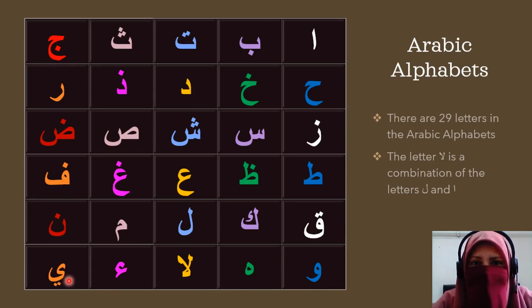Now, are you able to read this backwards? Let's try. Ya, Hamza, Lam Alif, Ha, Waw, Nun, Mim, Lam, Kaf, Qaf, Fa, Ghain, Ain, Dha, Ta, Dot, Sod, Shin, Sin, Zay, Ra, Dhal, Dal, Kho, Ha, Jim, Tha, Ta, Ba, and Alif.